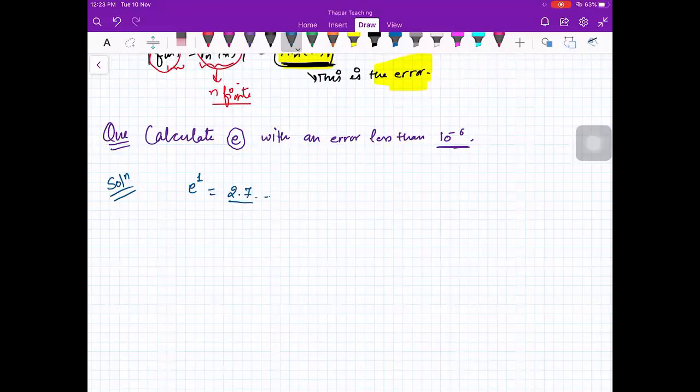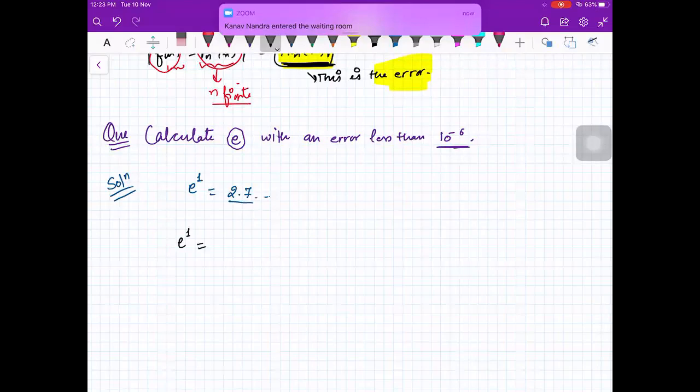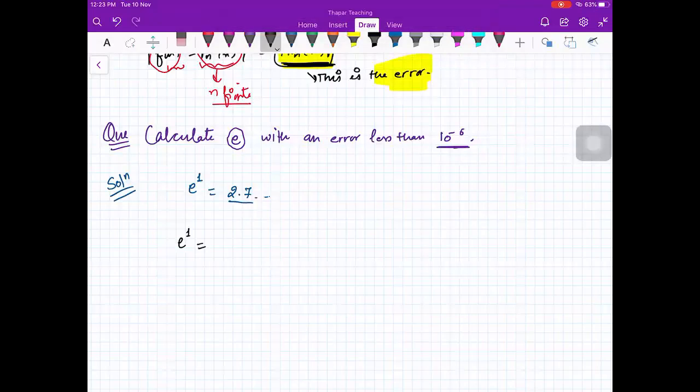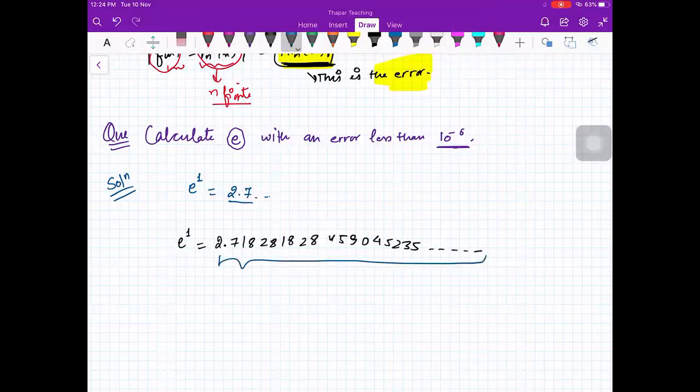Okay, this is not the exact value obviously, but what is the exact value of e raised to power 1? Anybody? 2.718281828459045235... Can you tell me if it will ever finish, this number e? No, ma'am. Can you write the exact value? No, not write the exact value.